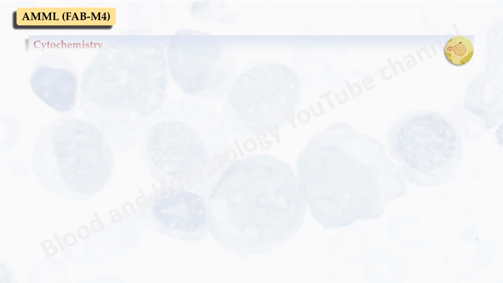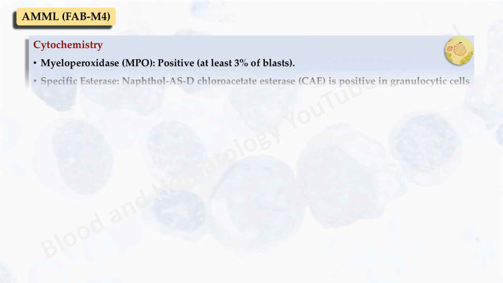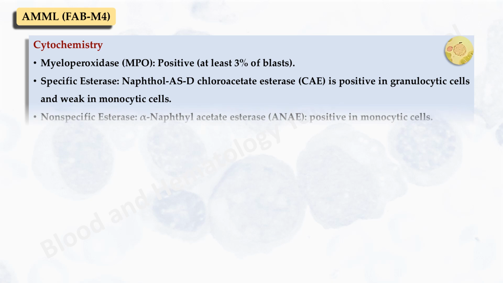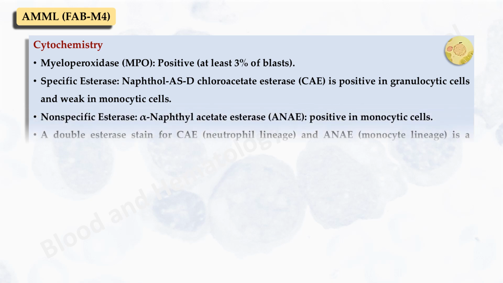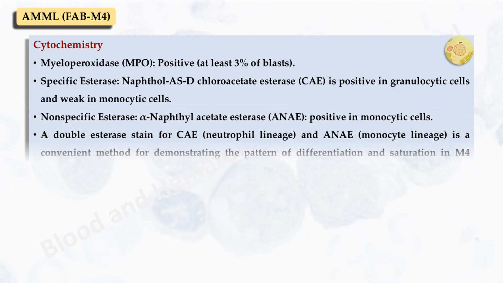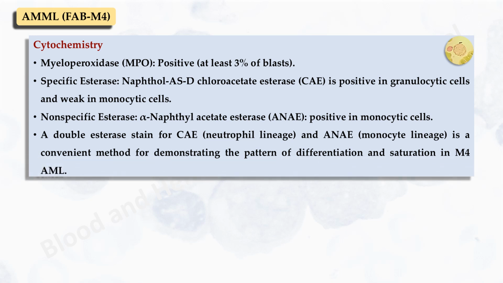In M4 subtype, myeloperoxidase stain is positive in at least 3% of blasts. Chloroacetate esterase is positive in granulocytic cells and weak in monocytic cells, and alpha-naphthyl acetate esterase is positive in monocytic cells. A double esterase stain for chloroacetate esterase and alpha-naphthyl acetate esterase is a convenient method for demonstrating the pattern of differentiation and maturation in M4 AML.